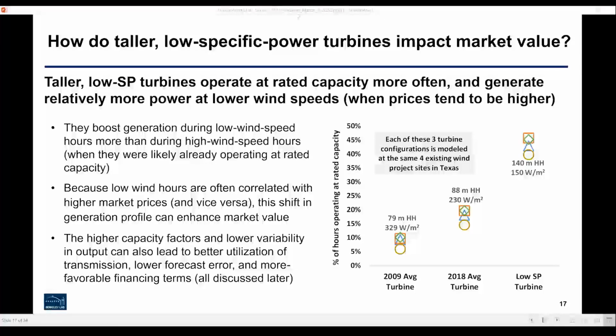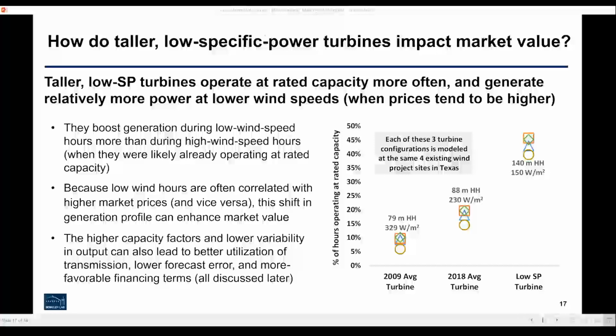That's specifically valuable in regions with high wind penetration, as the windiest hours will tend to have lower prices as the supply of wind power is greater during those hours, and with high penetration, that can lower wholesale energy prices. So with a low specific power turbine, you're able to generate more outside of those hours during higher price hours in general, and that increases your average value. There's a couple other mechanisms through which value increases we'll talk about later.